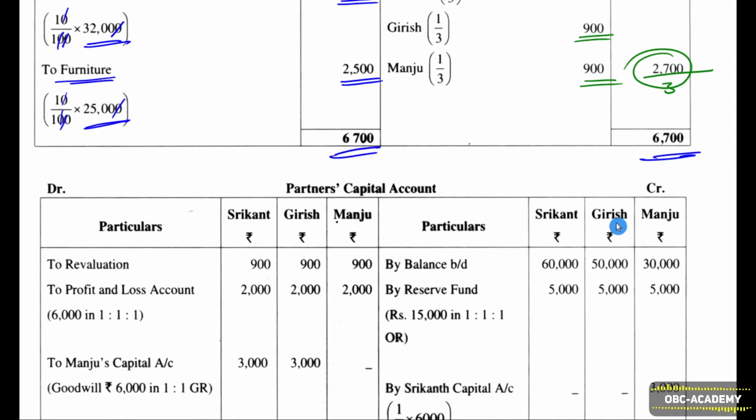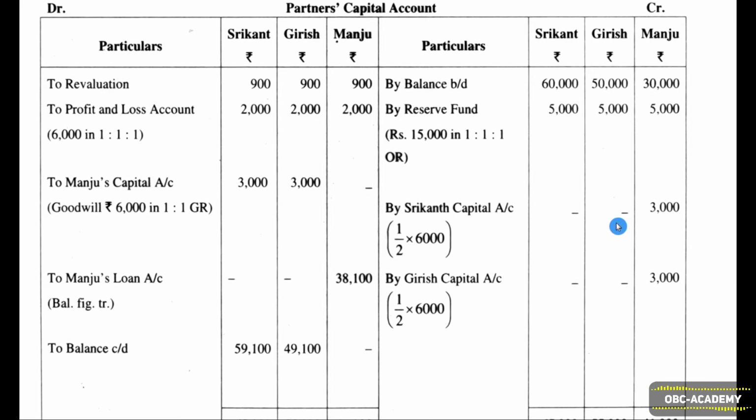Next we are moving on to the partners capital account. In the partners capital account, again the formalities have to be written first: particulars, Srikanth, Girish, Manju, all the 3 partners. Then debit, credit. If you want you can write them, or you may lose marks. It depends on the evaluator; if his mood is good, you may get marks. First I'll start from the credit side, with by balance brought down. You can start with the to revaluation account; it doesn't matter, because the evaluator won't check which transaction you enter first.